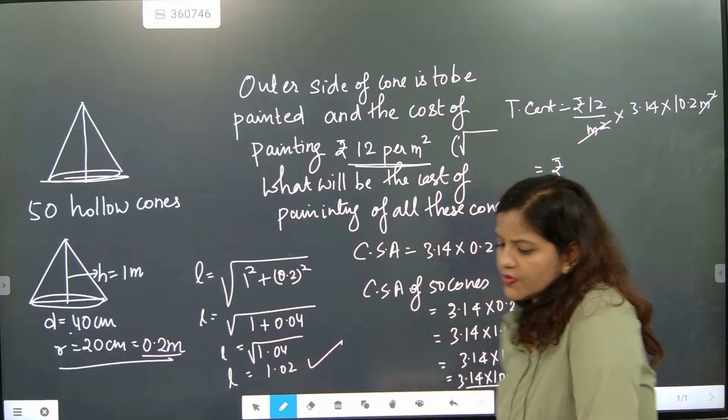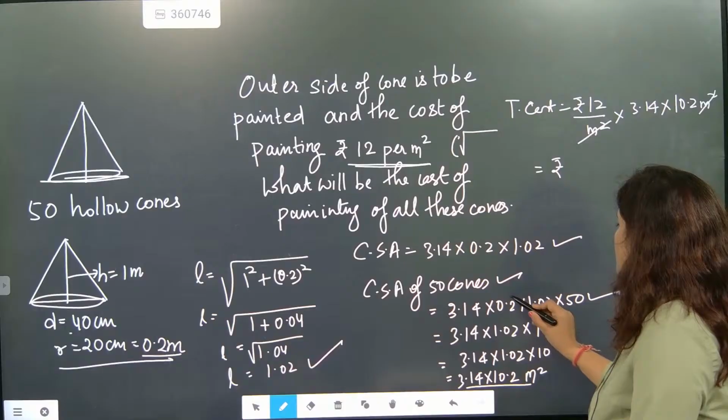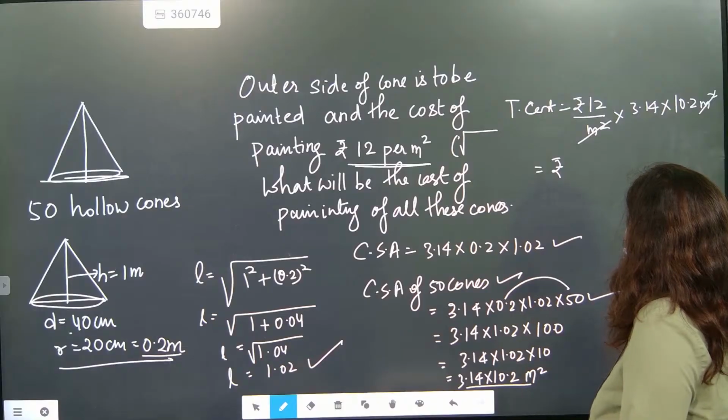Total 50 cones were there. So curved surface area of 50 cones means multiplied with 50. So now 0.2 into 50, 50 into 0.2. How much will it come? 2 into 50 will become 100, so it will become 10.